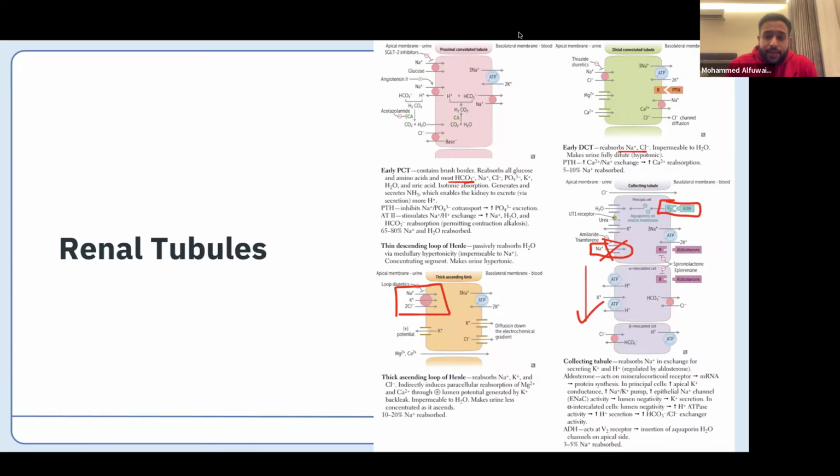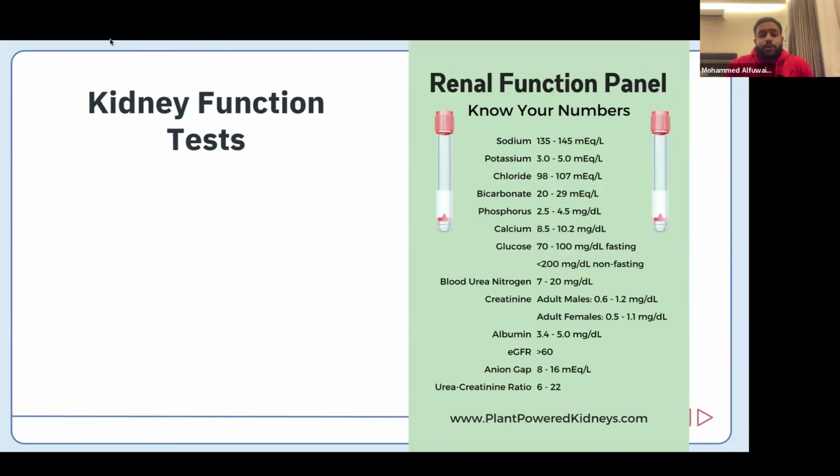So that's basically this slide in a nutshell. Now, when you have a patient who has a renal disease, okay, a disease affecting the kidneys, you have a certain set of investigations that you would want to do in order, okay?